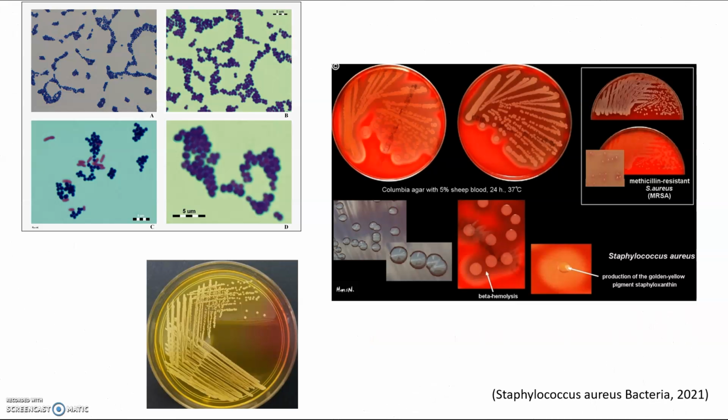Today we're going to be talking a little bit about Staphylococcus aureus. And here's staph in a few pictures. Here it is in a gram stain. It is a gram-positive cocci. You can see that it forms these grape-like clusters.